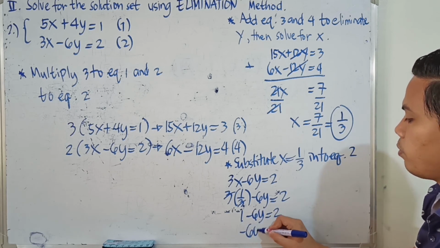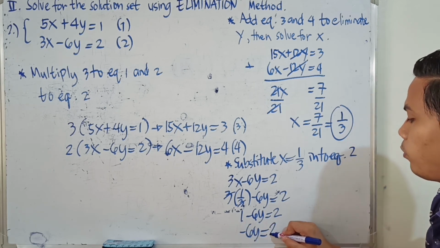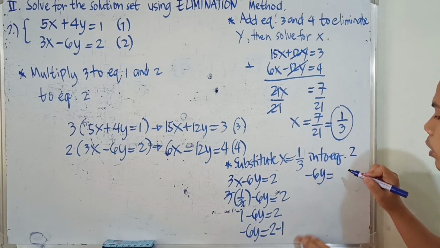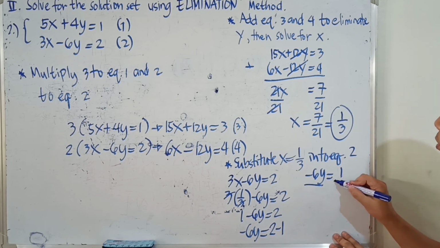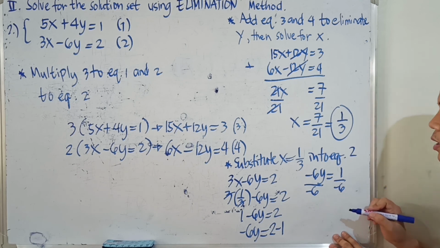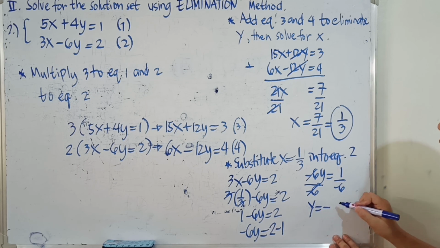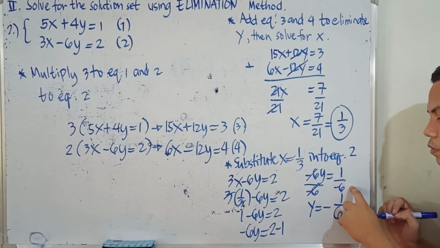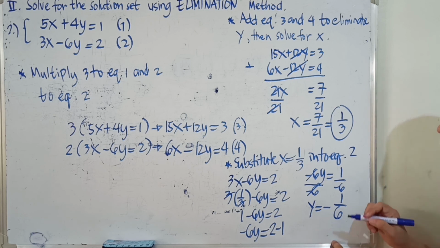Then, negative 6y is equal to, ito transpose natin si positive 1 sa kabilang side. So, we have 2 minus 1. Then, negative 6y is equal to, 2 minus 1 is 1. Okay? Then, divide natin both sides since y lang yung gusto natin kunin. Divide both sides by negative 6. Cancel natin si negative 6. Y is equal now to negative 1 over 6. So, negative 1 over 6 kasi positive 1 divided by negative 6, that is equal to negative 1 over 6.